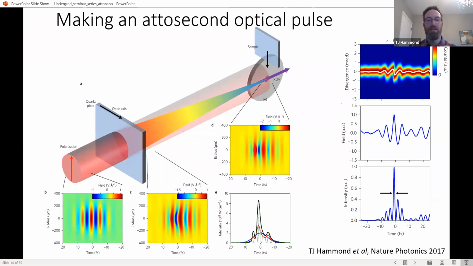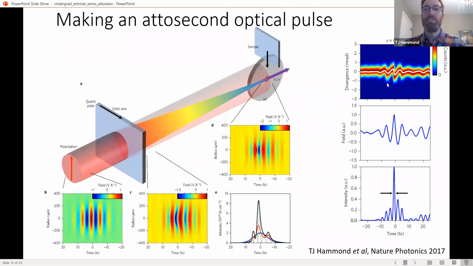That's the envelope, and you can actually see the field is given by this green dotted line, which is much, much shorter. This blue curve is about 10 femtoseconds in duration, and this green dotted line is about 1 femtosecond in duration.